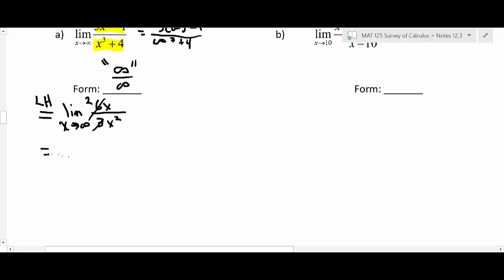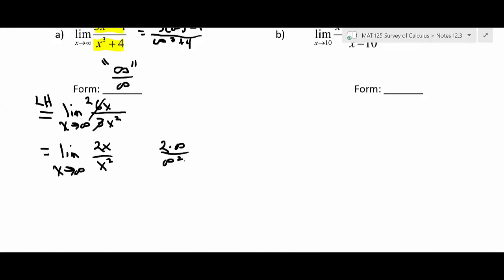And there's different ways to do that. So let's go ahead and write, we have limit x goes to infinity of 2x over x squared. Now the thing on this is, if you evaluated it at infinity now, you would have 2 times infinity over infinity squared. Is that still infinity over infinity? Yeah, so you can do L'Hopital's a second time. So you can do L'Hopital's rule more than once.